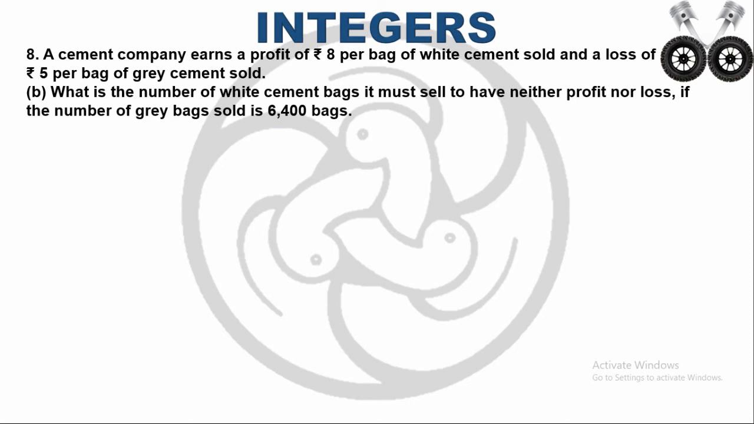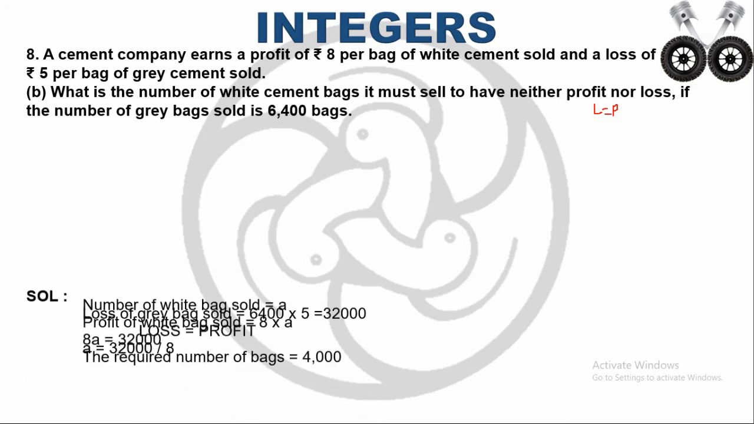If we get neither profit nor loss, that means there should be no profit as well as no loss. That means loss equals profit, otherwise profit equals loss. So how many grey bags are sold? There are 6,400 grey bags sold. So we have to find how many white bags should be sold to get L equal to P.